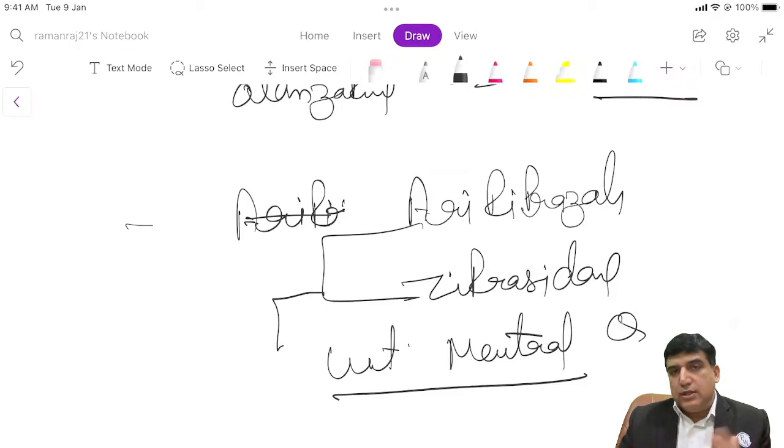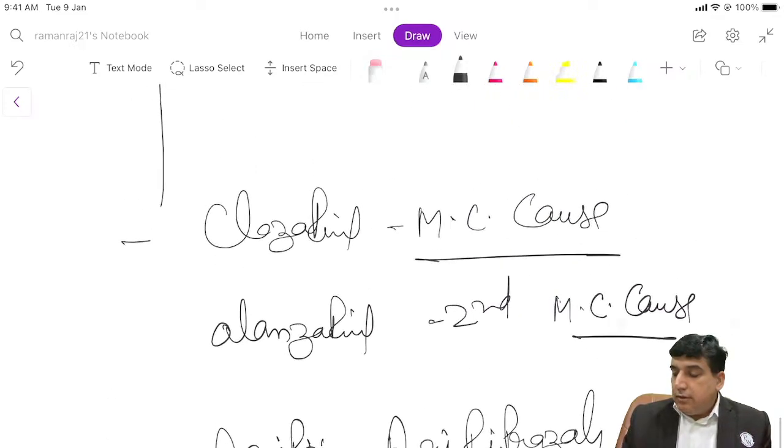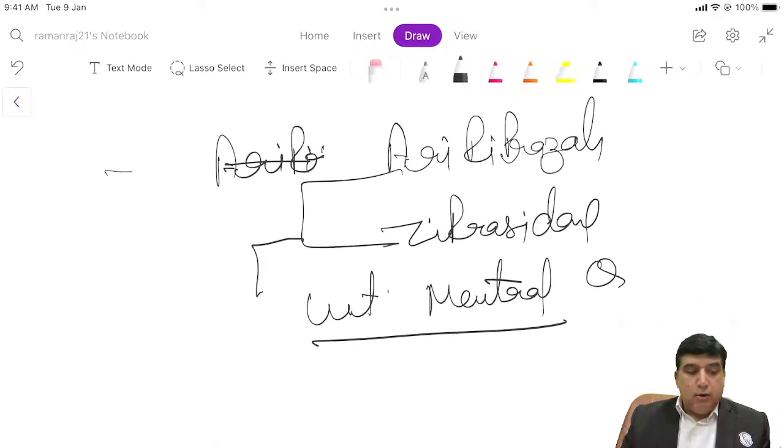If you have the basic concept, then whatever language the examiner is using, you can always give the right answer. Okay, so this is it. If you are asking any question, I am not able to see.